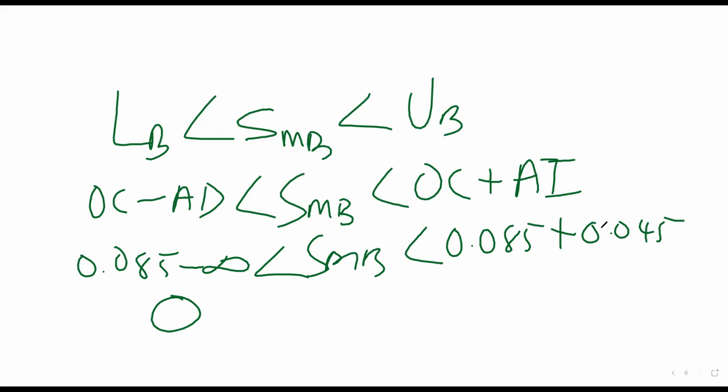Once again, you take your calculator, you do 0.085 plus 0.045. That will give you 0.13. And so this is less than or equal to municipal bonds, less than 0.13. So the upper bound of the municipal bond is 0.13. The lower bound is 0.